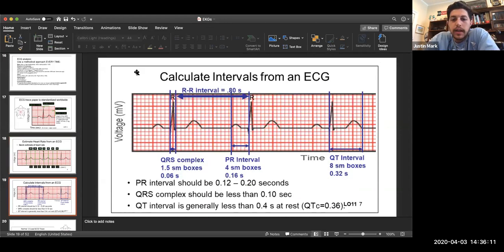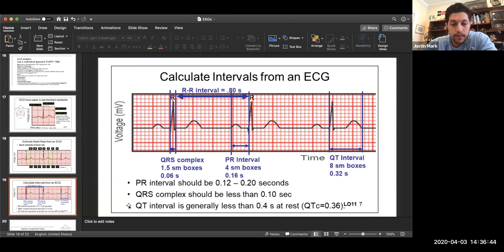We can then calculate intervals. So this is basically just counting up little boxes again and multiplying by however many boxes there are. I don't remember if they said we need to memorize these values, but it certainly doesn't hurt. Again, the PR interval should be between 0.12 and 0.2. So we can count to make sure that the PR interval in this case falls within that range, and it does. The QRS complex should be less than 0.10 seconds. Here it's 1.5 little boxes, so that gives us 0.06.